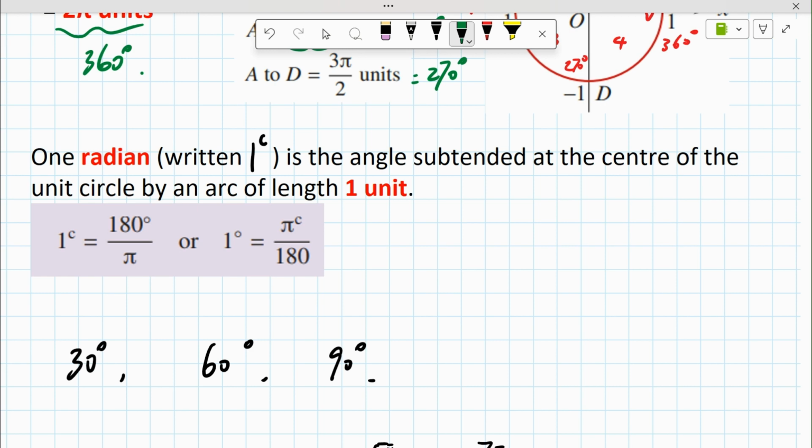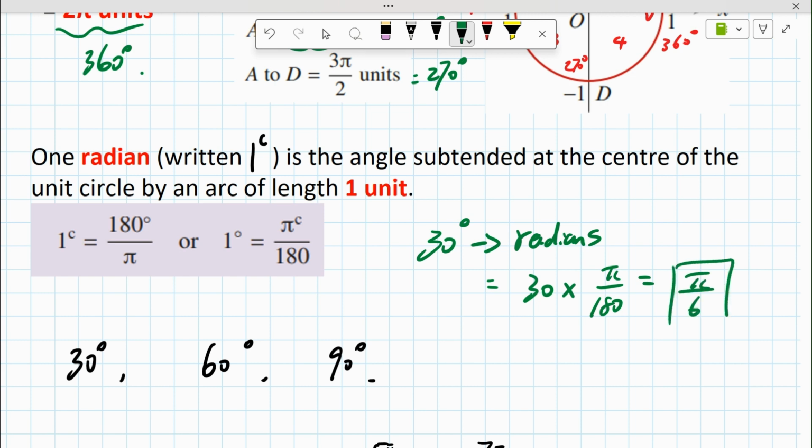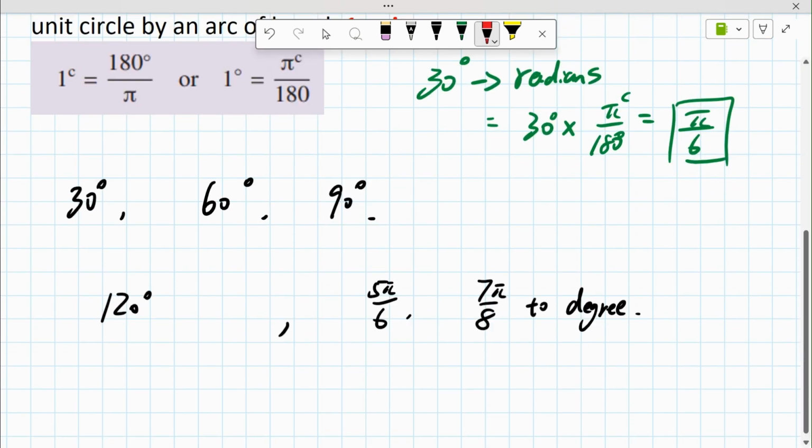So if I say some question like, convert 30 degrees to radians, how do we do that? That equals 30 multiplied by pi on 180. So that equals pi on 6. So if you say pi on 6, that means 30 degrees. Okay, so just be aware of these angles and what radians mean.